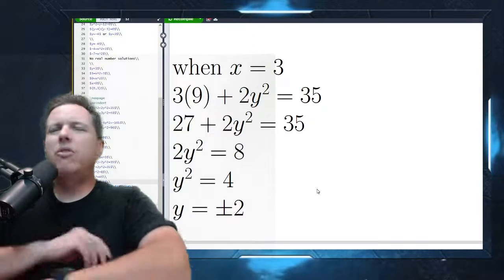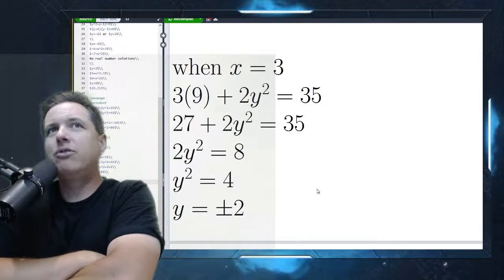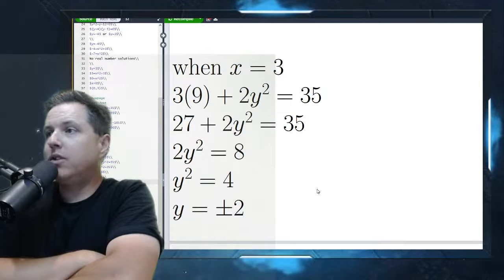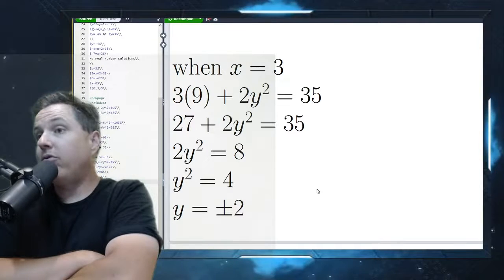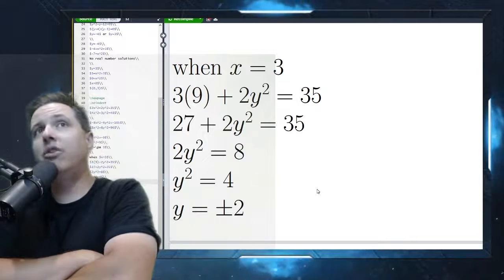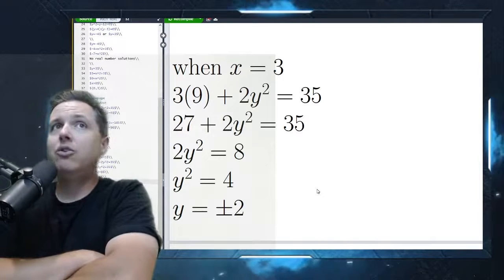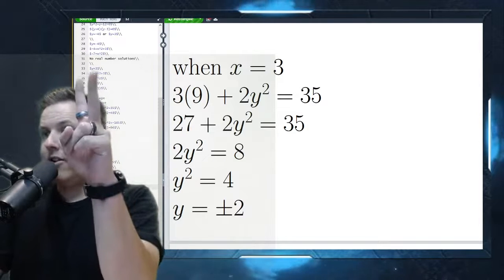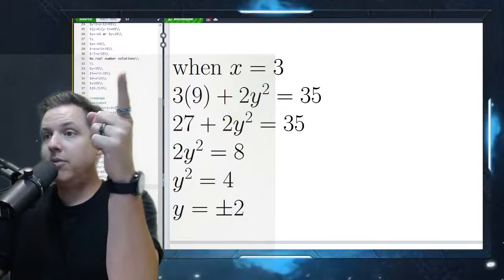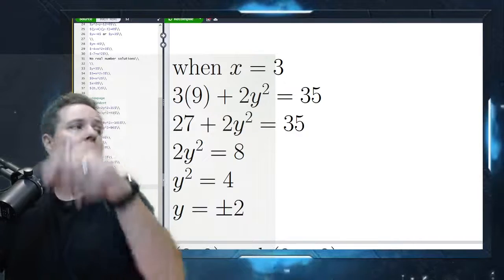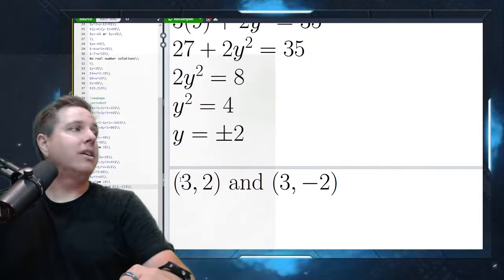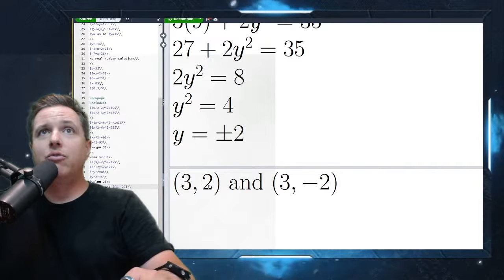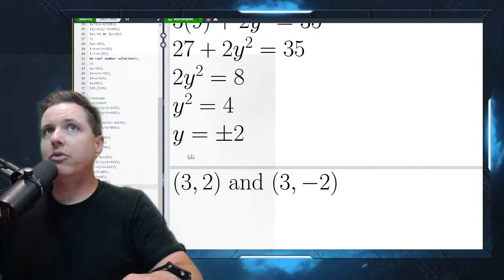So wait a minute, what's going on here? I've got when x equals 3, y equals plus or minus 2. Which is it? Is it plus 2 or minus 2? And the answer is it's both, right? So our constraint says that when x is equal to 3, y is equal to 2, and also there's a possibility where y equals negative 2. So we're getting 2 points from this one problem that we just solved. So we get 3, 2 and 3, negative 2. Those are two of our solutions.